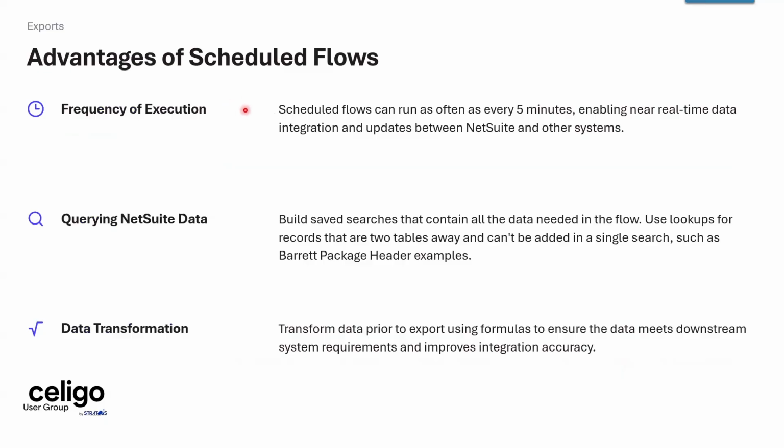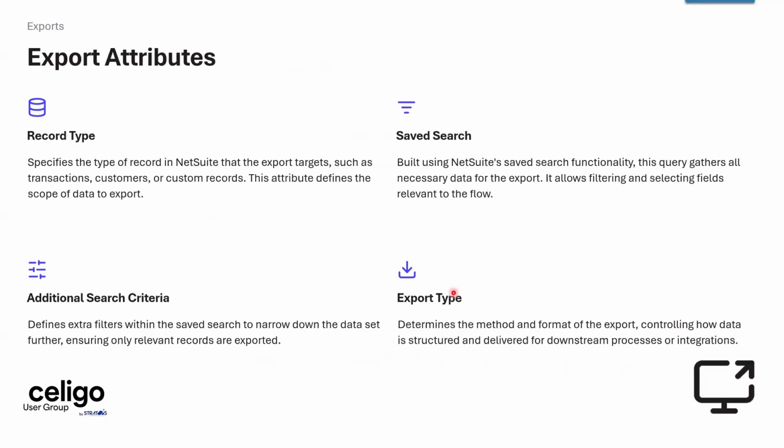So some advantages of the scheduled flows: frequency of execution. Like I said, you can schedule the flows to run as often as every 5 minutes. That's near real-time data integration. There is a listener option, which is true real-time, but we'll talk about that one later. Build save searches that contain all the data needed in the flow. You can use the lookups and then data transformation. So we've covered all of that.